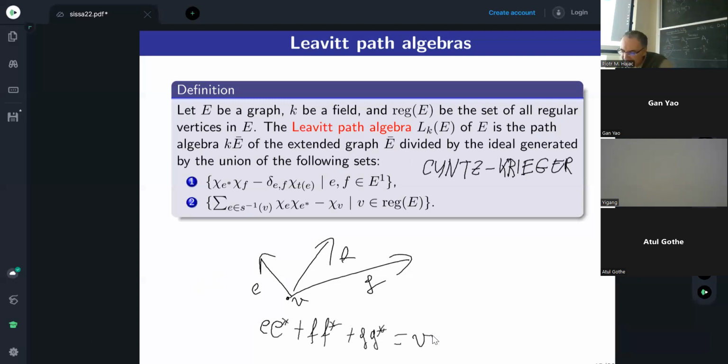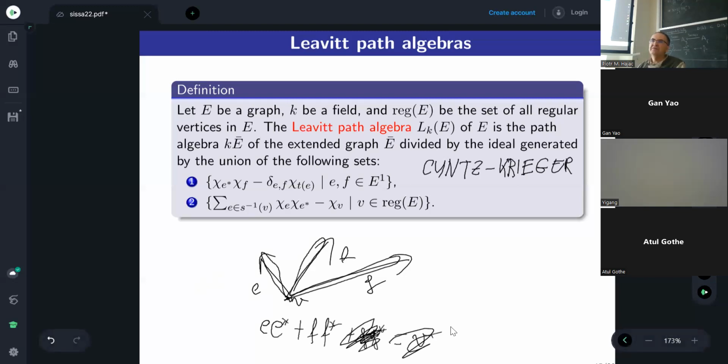Here it's very important. I go by E, I go back by E star. I go by F, I go back by F star. I go by G, I go back by G star. And I add these three loops together, and then they add up to this vertex. But only all of them. If I forget the GG star, that's nothing. I don't know what it is. And if V is infinite diameter, there's no relation. And of course, if V is a sink, there's also no relation because there are no edges.